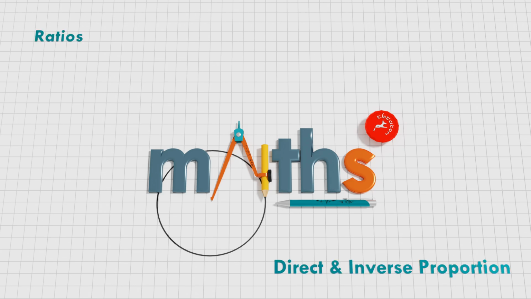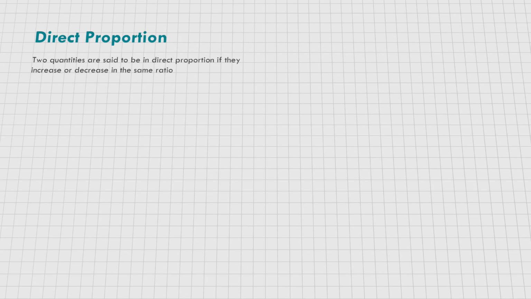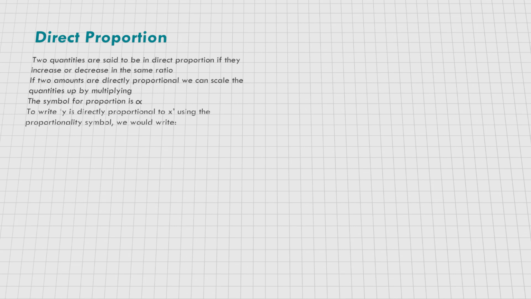In this video, we will be looking at direct and inverse proportion. Two quantities are said to be in direct proportion if they increase or decrease in the same ratio. If two amounts are directly proportional, we can scale the quantities up by multiplying. The symbol for proportion is shown. To write y is directly proportional to x using the proportionality symbol, we would write y is proportional to x.